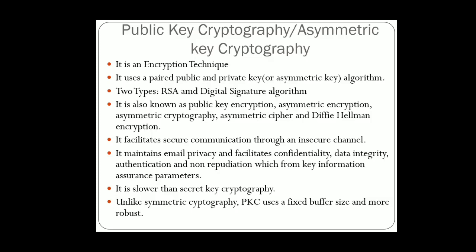Public key cryptography is slower than secret key or symmetric cryptography methods due to high computational requirements. Unlike symmetric cryptography, public key cryptography uses a fixed buffer size that depends on particular and small data amounts, which may only be encrypted and not chained in streams, because a broad range of possible encryption keys are used. Public key cryptography is more robust.